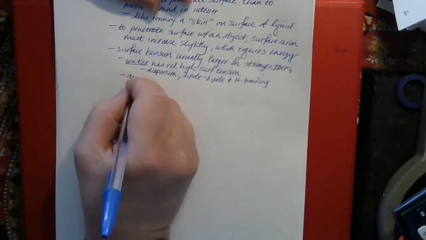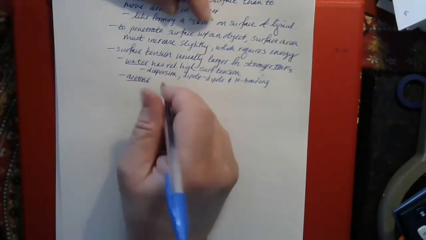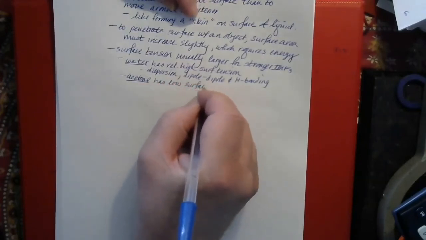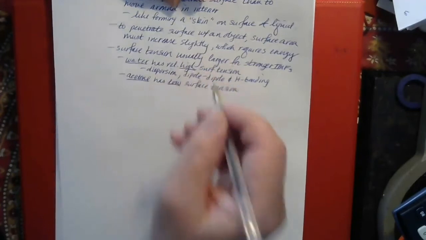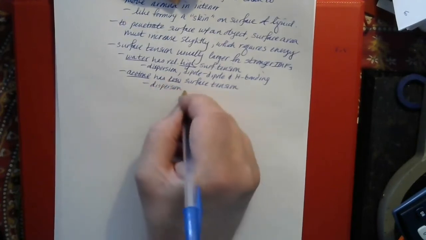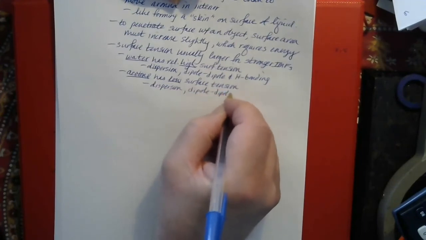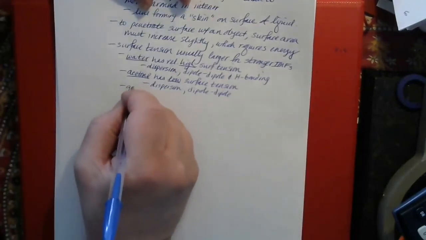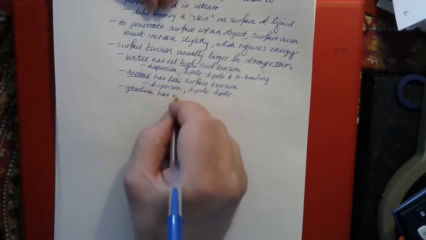Something like acetone, nail polish remover, has low surface tension. And that's because it has dispersion force attractions and dipole-dipole, but no hydrogen bonding. Something like gasoline has very low surface tension.